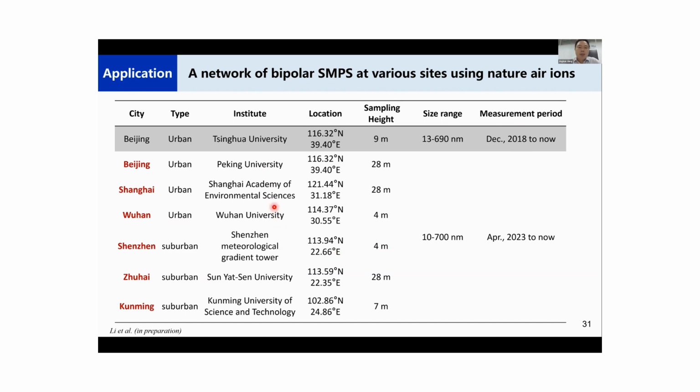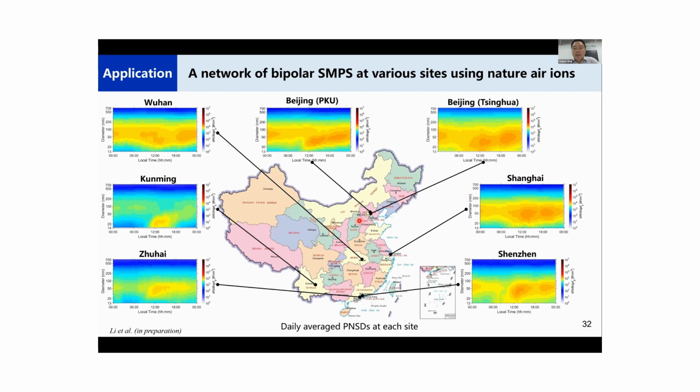We are collaborating with different colleagues to do these measurements. At Peking University, we work together with Professor Mei Zheng; in Shanghai, Dr. Chen Huang; at Wuhan, Dr. Xiaoxiao Li; in Shenzhen, Dr. Hao Wu; at Sun Yat-sen University with Professor Jun Zhao; and Kunming is with Professor Ning in Kunming. What I'm showing here is the daily average particle size distribution measured at each site. Generally, we are pretty happy to see this methodology works in different environments at different sites.